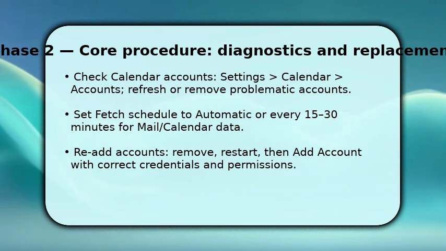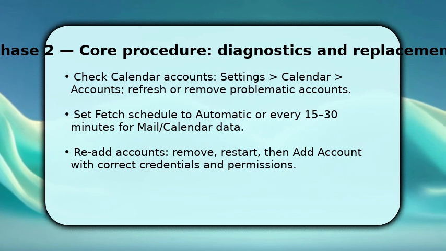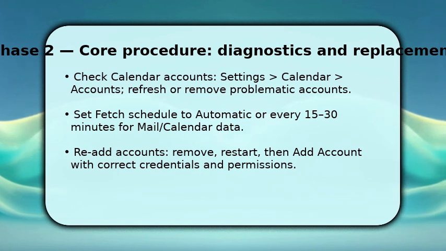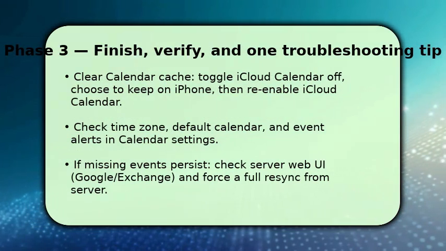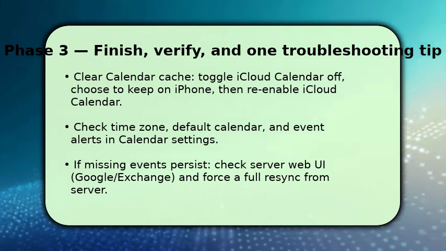Once re-added, open Calendar, pull down to refresh, and watch for the account's calendars to reappear. This confirms successful resync and permission alignment. Finish by ensuring settings align with reliable behavior. Verify time zone support, default calendar, and alert settings so events show correctly.